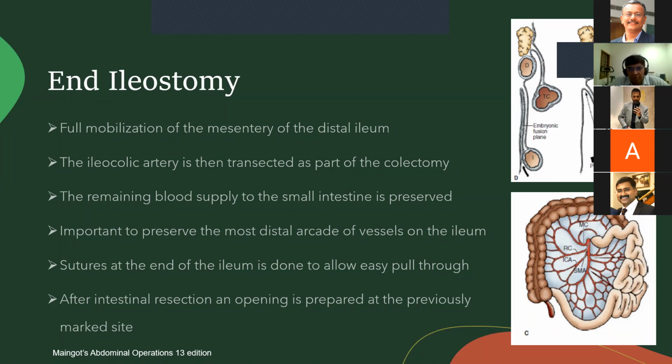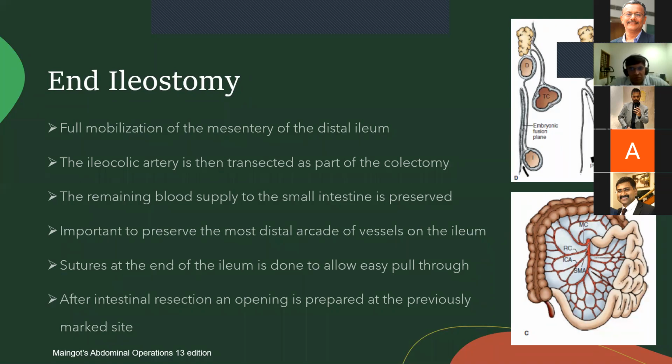It is important to preserve the most distal arcade of the vessel and the mesenteric tissue on the ileum at the segment of the intended ileostomy. This blood supply is assessed early in the operative period, so that if there is any question of vascularity of the distal ileum, it will be known well before we start closing the abdomen.